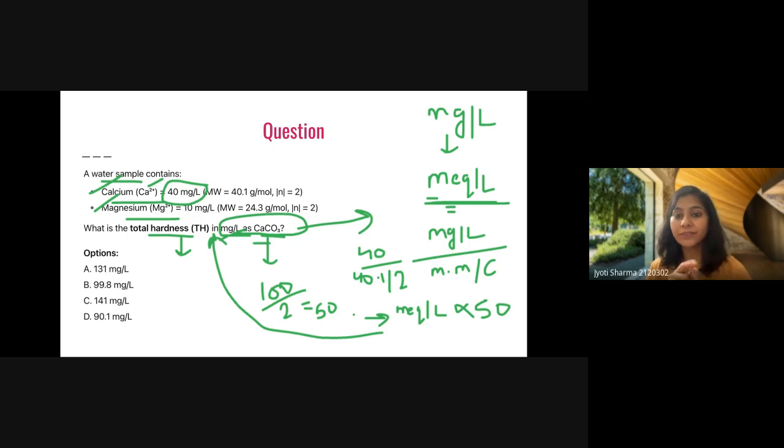Okay, so the first step will be to convert mg per liter to milli equivalent per liter. After that we have to multiply it with 50, because this is associated with calcium carbonate. And whenever we multiply this with 50, we will have the value in mg per liter as CaCO3 for each of the components. Then we do the addition and we get the total hardness. Let me show you the answer. This is 141, but I do have the solution for this.